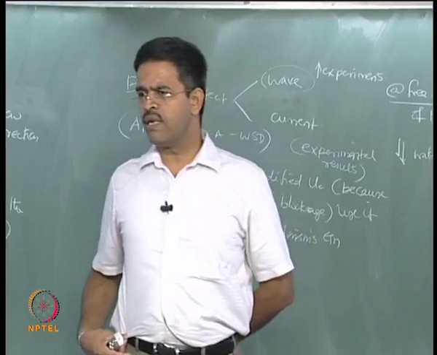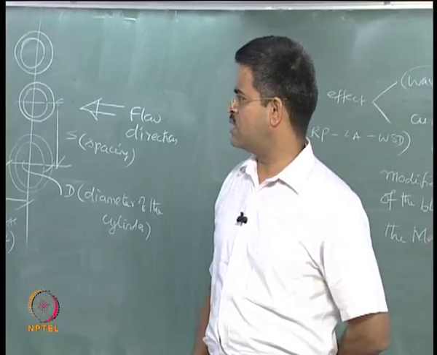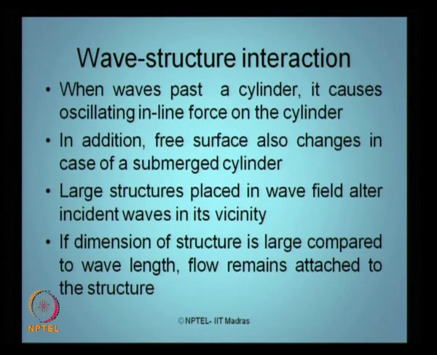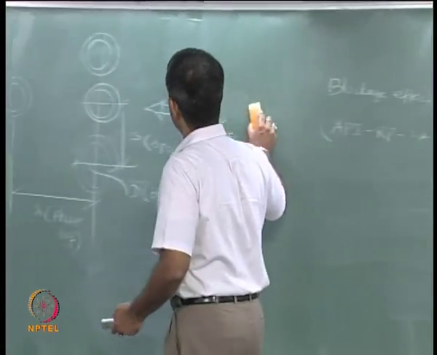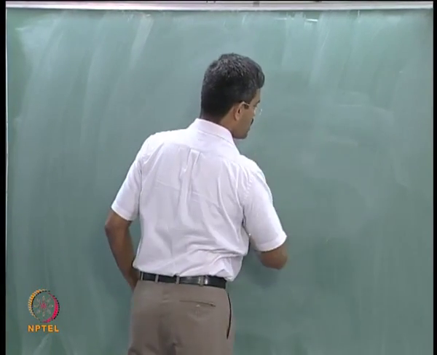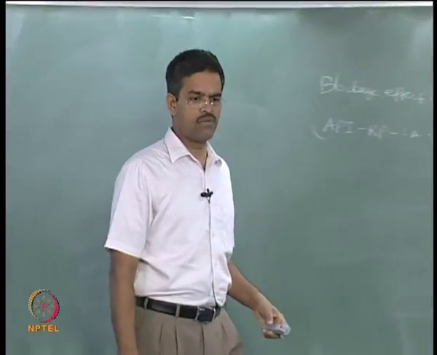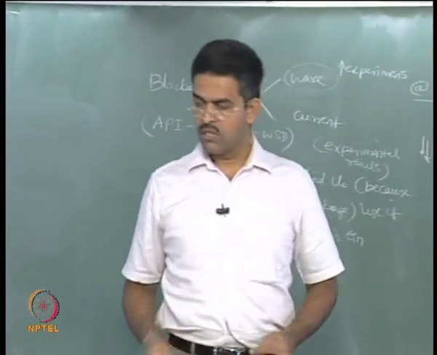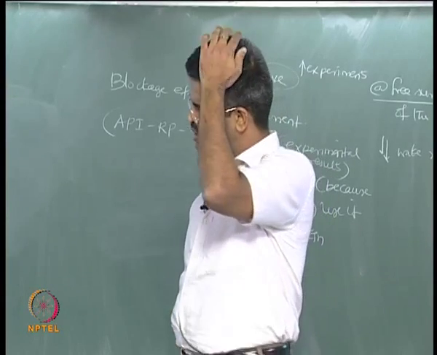On the other hand, if the dimension of the structure is very large compared to its wavelength, as we all understand, the flow remains attached with the cylinder. That is a very important factor which is used for finding the forces on the member using the Morrison equation. So the flow remains attached. That is one of the interesting assumptions we make in estimating forces on the members. This is true when the dimension of the structure is very large compared to its wavelength.